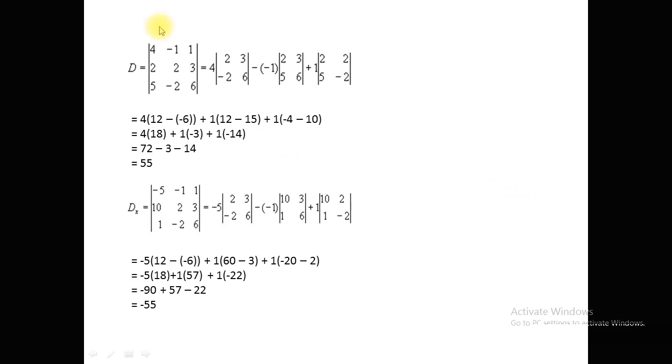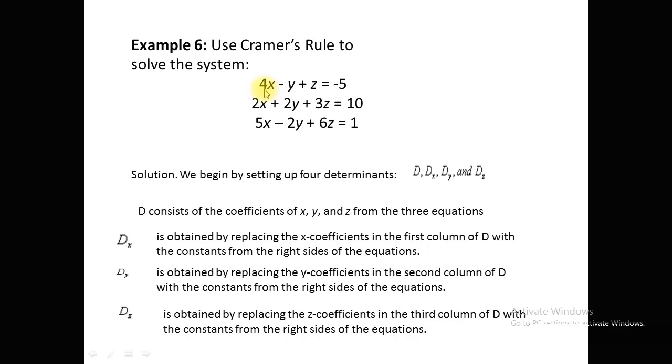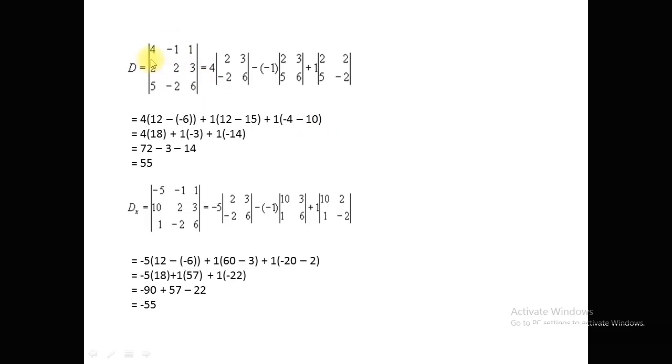So first of all, construct the D determinant. This is the coefficient matrix which contains the entries in the first row 4, minus 1, 1, in the second row 2, 2, 3, and in the third row 5, minus 2, and 6. Since in the system we have the coefficients in the first equation 4, minus 1, 1, in the second equation 2, 2, 3, and in the third equation we obtain the coefficients 5, minus 2, and 6. So this is the determinant of the coefficient matrix, and to find its determinant, we can use any method, or a calculator, or the cofactor expansion.